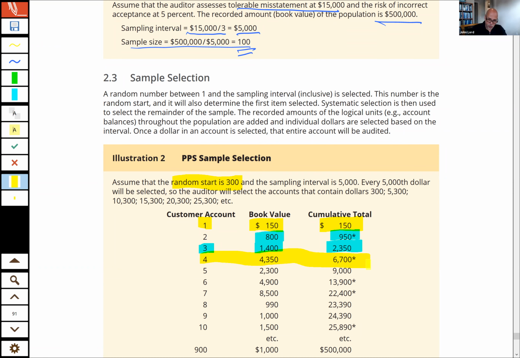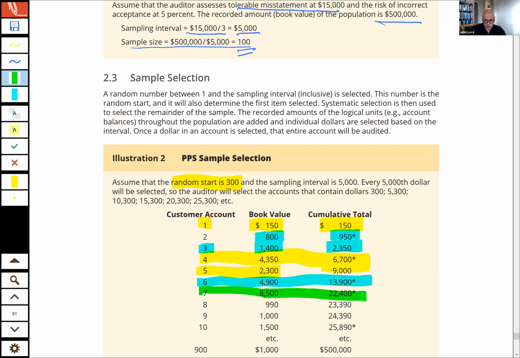Now I'm looking for my 10,300. So I come to this next one, add in 23. That only gets me up to 9. But when I look at the next one now, I add in the 4,900. That gets me up to the 13,900. I have found my what? $10,300. Then I go to the next guy. And when I go to the next guy now, he is what?